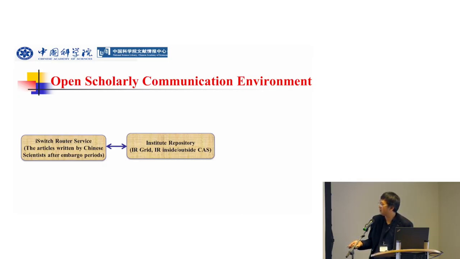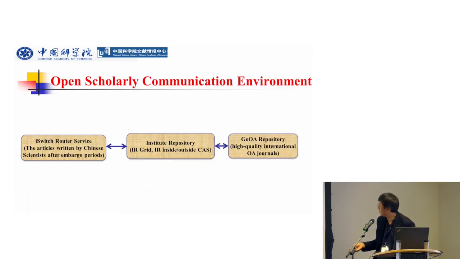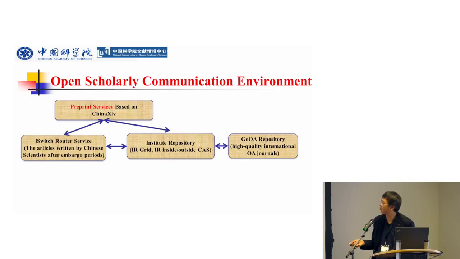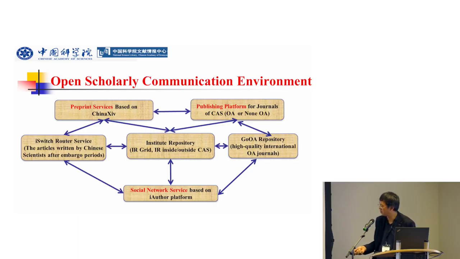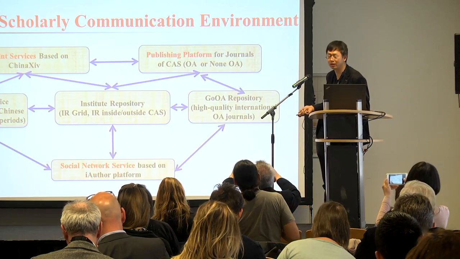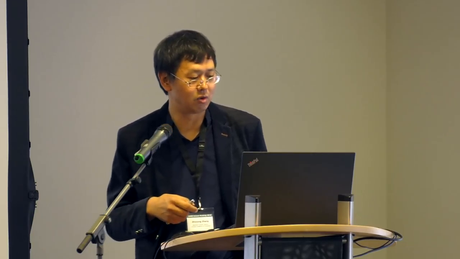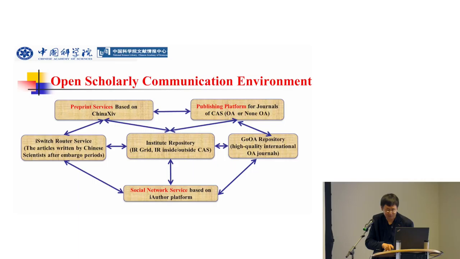We try to get the articles written by Chinese authors after the embargo period, and we use the SWH route service to get Chinese articles back. And we also selected high quality international journals for the OA repository. On top of it, we build a preprint server based on ChinaXiv. We also build a publishing platform for CAS journals, because the Chinese Academy of Sciences has about 300 peer-reviewed journals. And we also try to build a social network service based on the IOSO platform. We build ICE, an open scholarly communication environment for scientists and students in the Chinese Academy of Sciences.